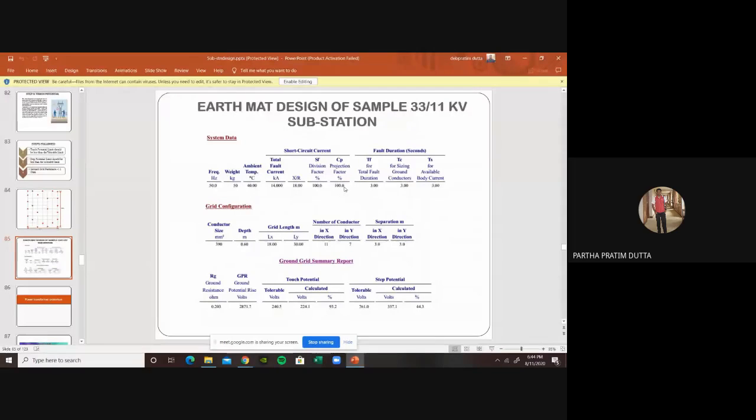dismantle the entire substation and again revamp the earth mat. It is not possible. It is not possible. That's why we consider how far the 132 by 33 kV substation is. We consider that this substation is always beside our 33 kV substation, and we consider the maximum fault level. That's why it is considered 100. And fault duration we consider 3 seconds.